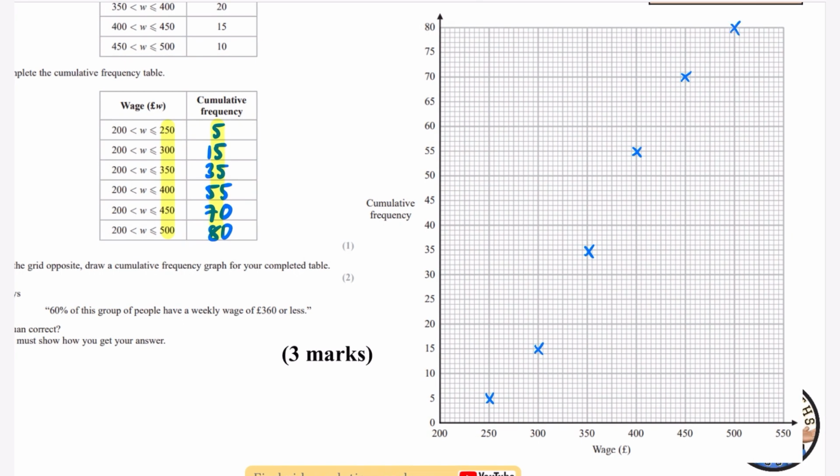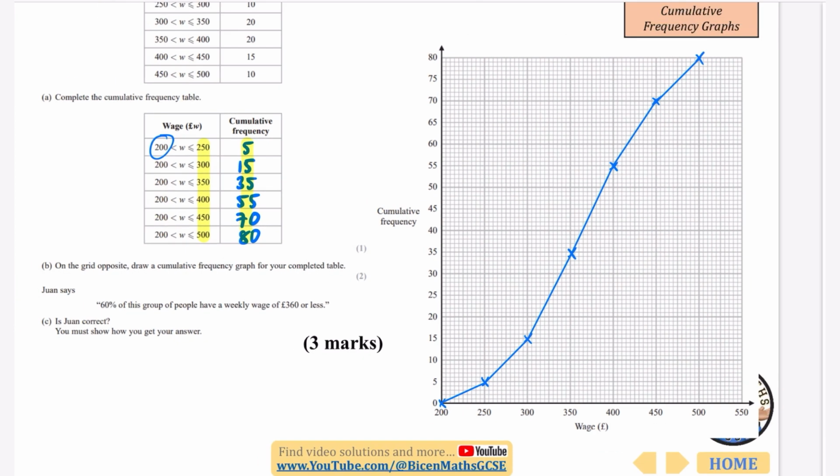And again, it starts at 200, so I do want to put that little point down there like this. I'm going to connect them together. I'm going to use my ruler. You could do curved. I just think rulers are easier. And there's our cumulative frequency curve.